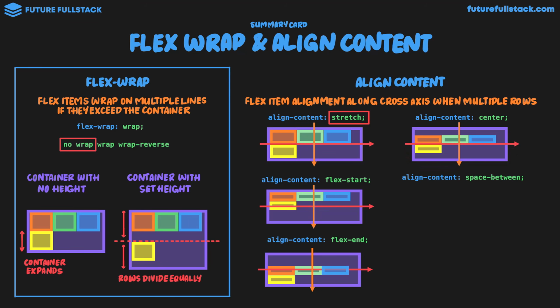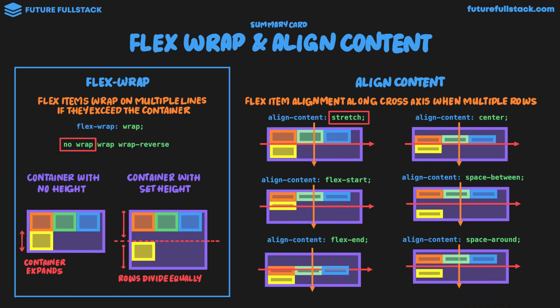Align-content space-between is when space is created between our flex items, such that the top row of flex items touches the top of the flex container, and the bottom flex items touch the bottom of the container. And the final value was space-around, which creates space between the rows of flex items and between the rows and the edge of the flex container.